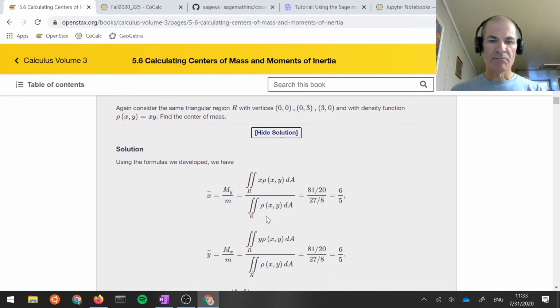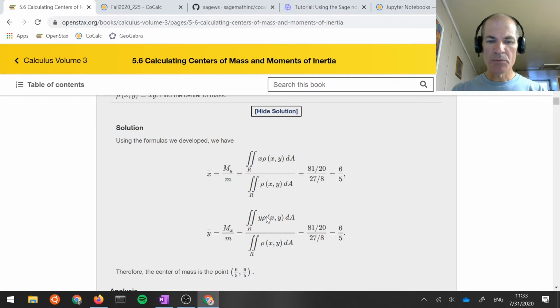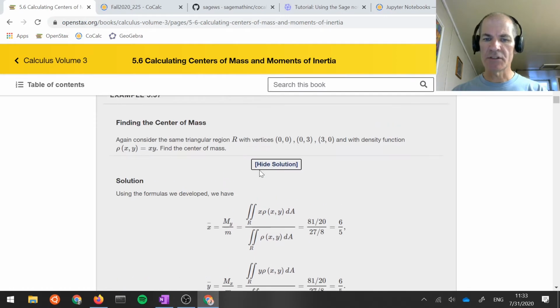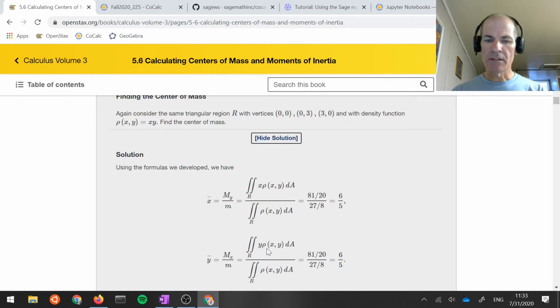This isn't as fleshed out as I had hoped. We'll look at some more fleshed out examples in a bit. But essentially what you would have to do is set up the double integral for the numerator, the double integral for the mass, and the double integral for the other numerator, and then you already have the mass. Plug all that in and you get these values. Turns out here 6/5 is the location of the center of mass.